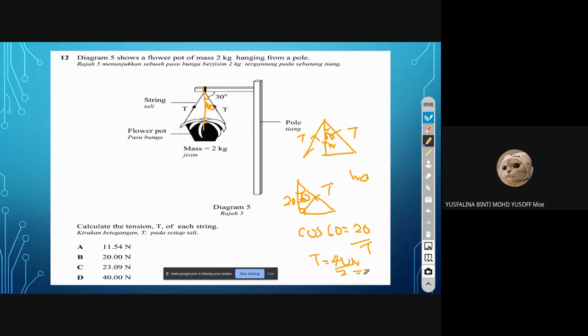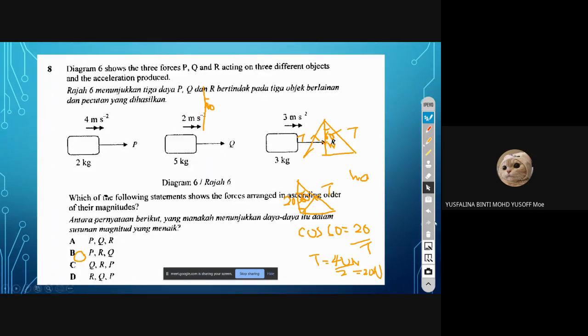So 20 Newton. Because the weight of the spring is supported by the 2 tensions here. So the T you found is actually for the 2 tensions. You only want to find 1, so you have to divide by 2. So the answer should be B. Okay, next one.